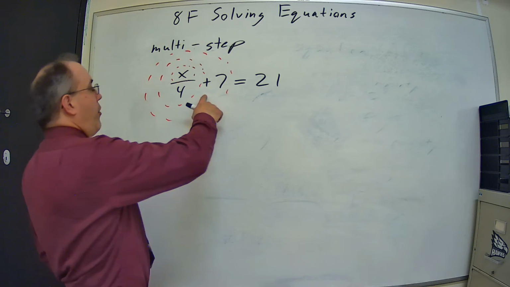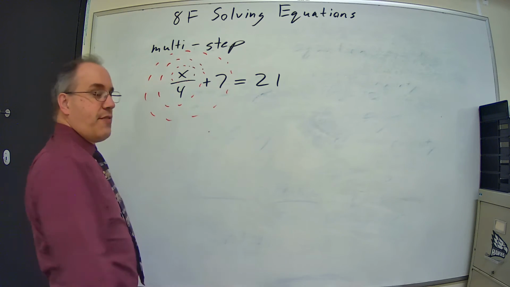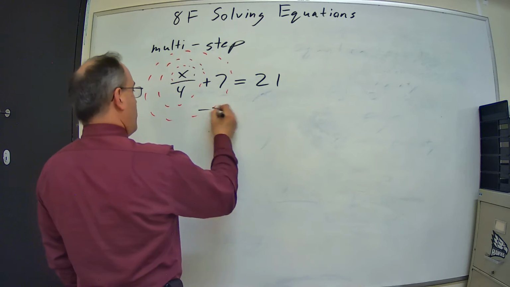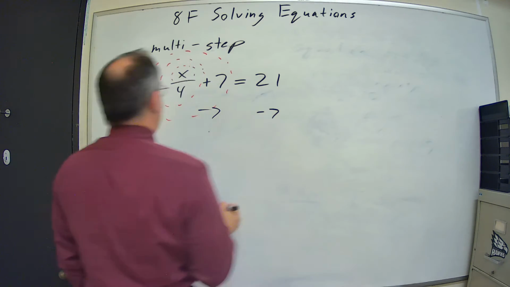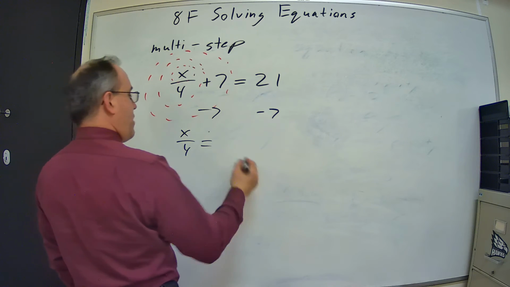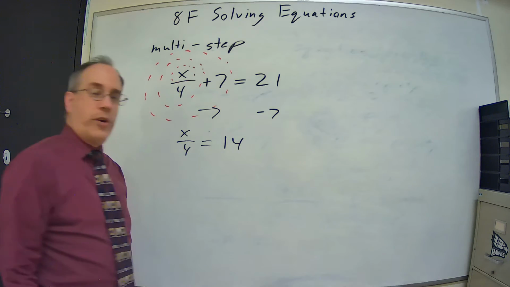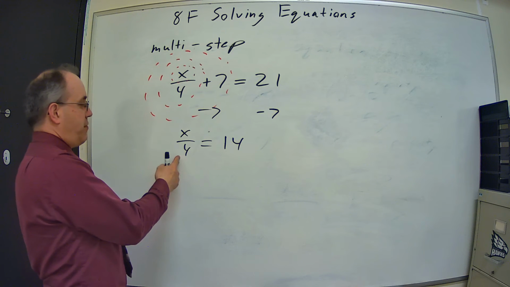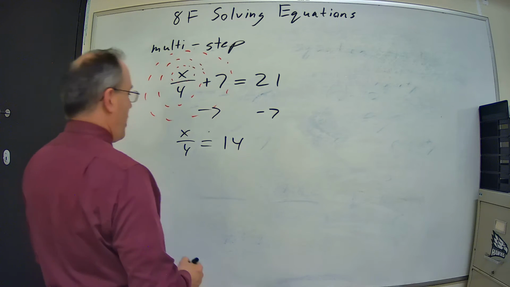But now I go, oh, okay, well, this plus 7 is the closest thing. How do I get rid of a plus 7? I'm minus 7. So minus 7, minus 7, so now I have x over 4 is equal to 21 minus 7 is 14. Now I'm down to a single step. Oh, okay, so it's divided by 4, so I'm going to multiply by 4.